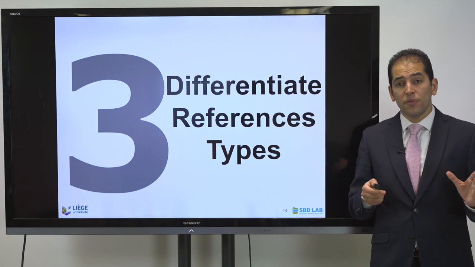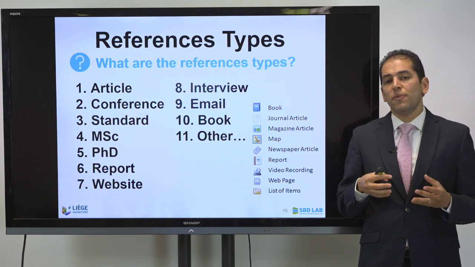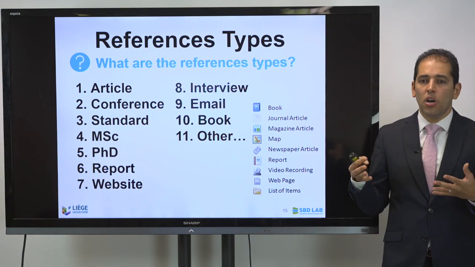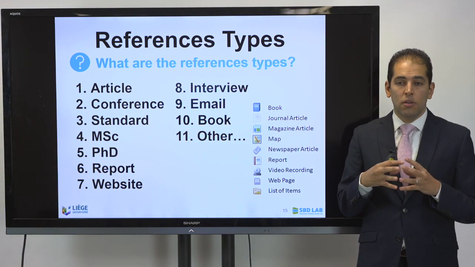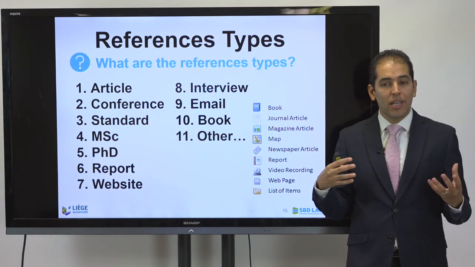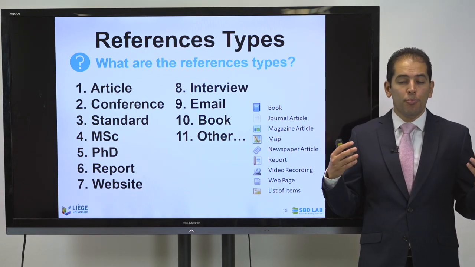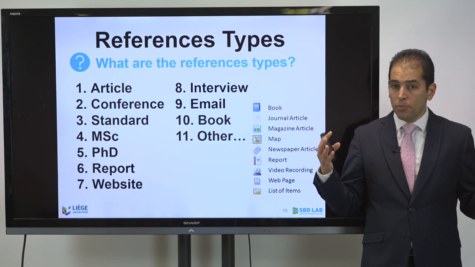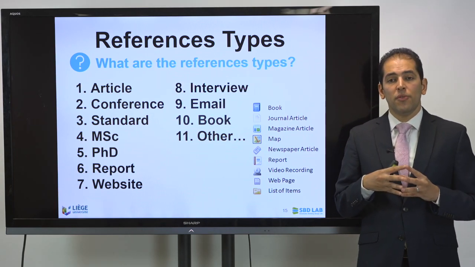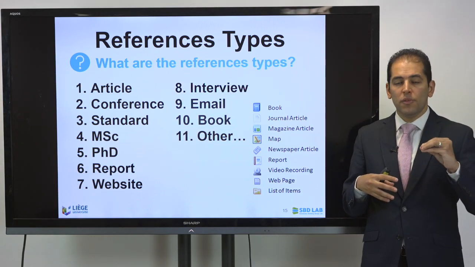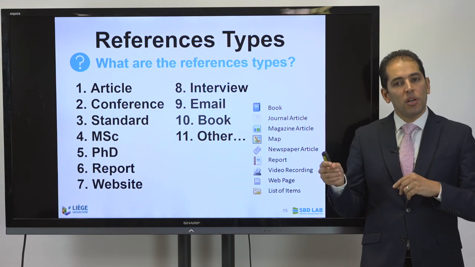Now, how can we differentiate reference types and be more aware of the different types of references? In fact, there are different types of documents and references: articles, conferences, standards, master theses, PhD dissertations, reports, websites, interviews, emails, books, and other types of references like data sets, encyclopedias, podcasts. We are having a huge proliferation of different data formats, and this means that you will first need to identify the type of the reference that you are citing, and based on that you will properly cite it.